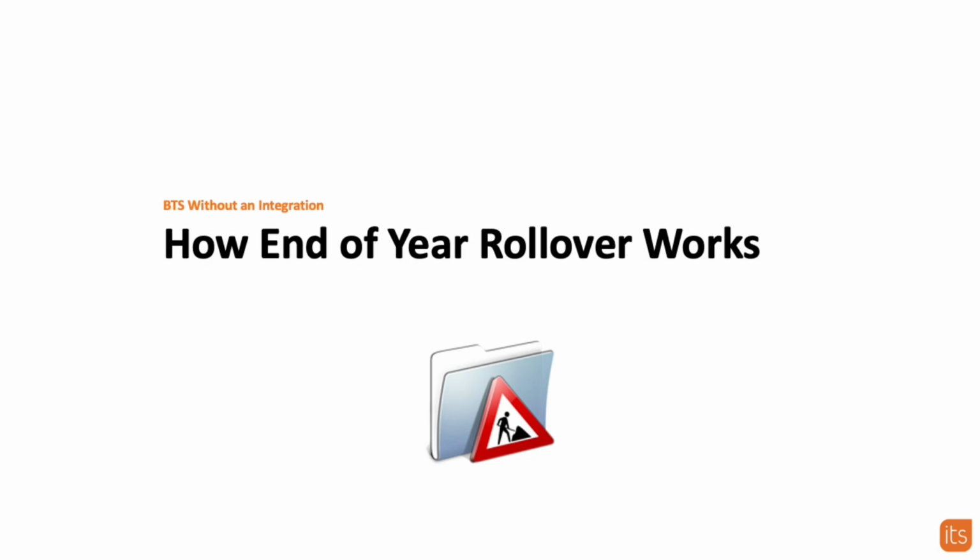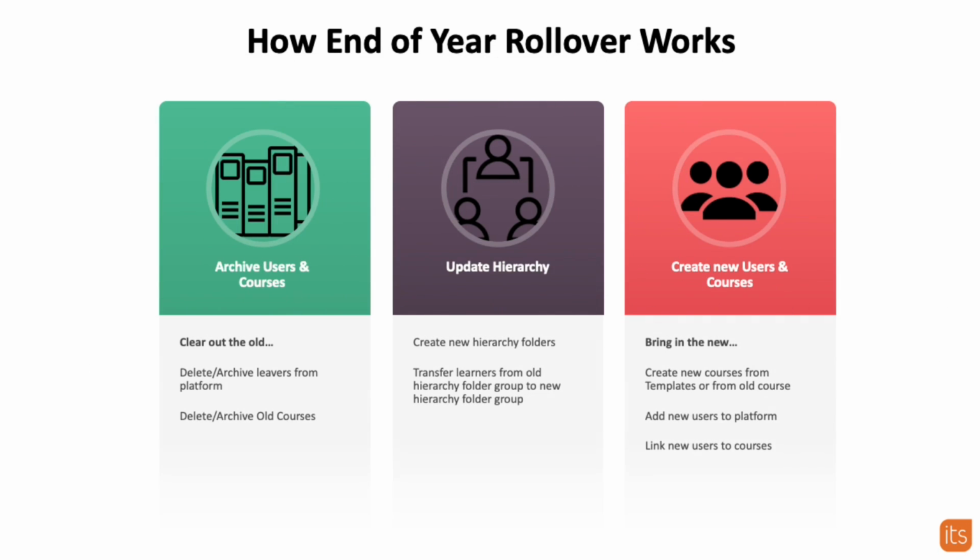So first up, let's look at how end of year rollover works. First of all, we need to look at archiving users and courses. This is very much a case of clear out the old. The first thing we need to do is delete or archive our leavers from the platform. This can be students or staff, basically anybody that's left us. It's our job now to clear those out, and we'll show you how to do that.